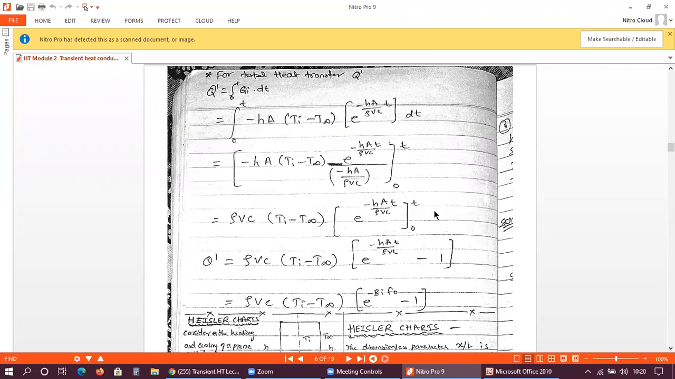The best examples are the heat treatment processes. So what are the different heat treatment processes? Anybody? Yes, hardening, quenching, tempering. Those are nothing but heat treatment processes in which the body is going to cool, right? You have to give a certain time for that.